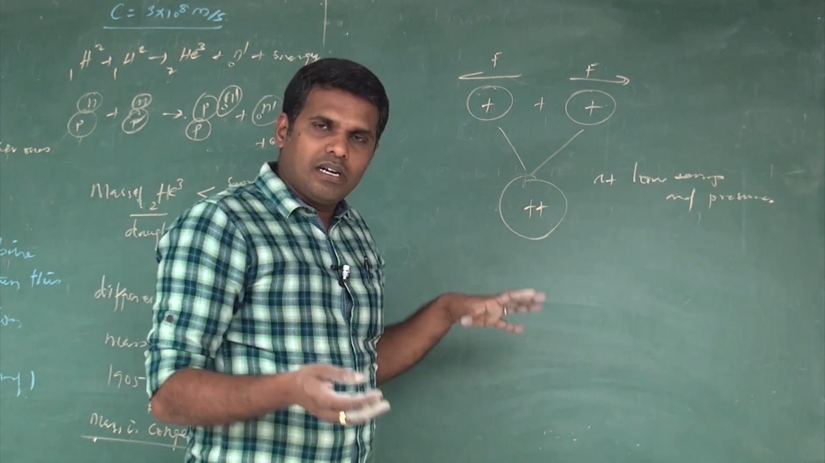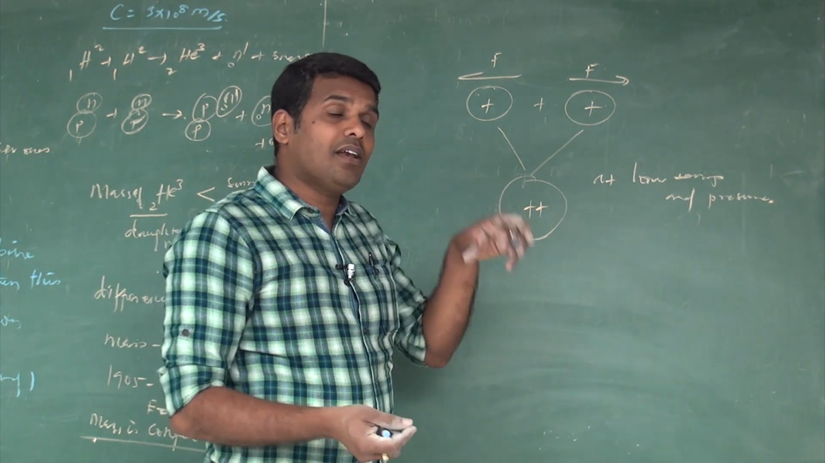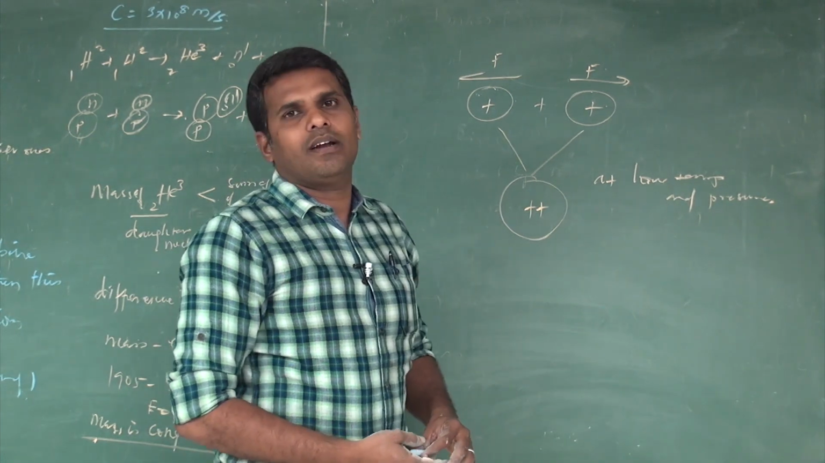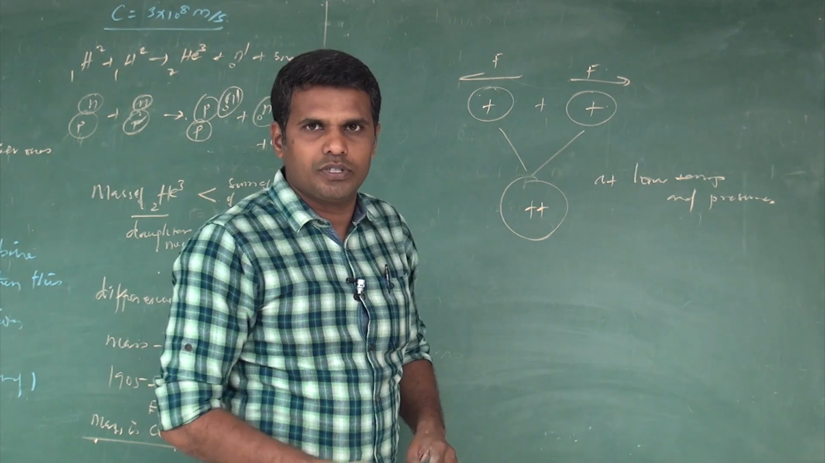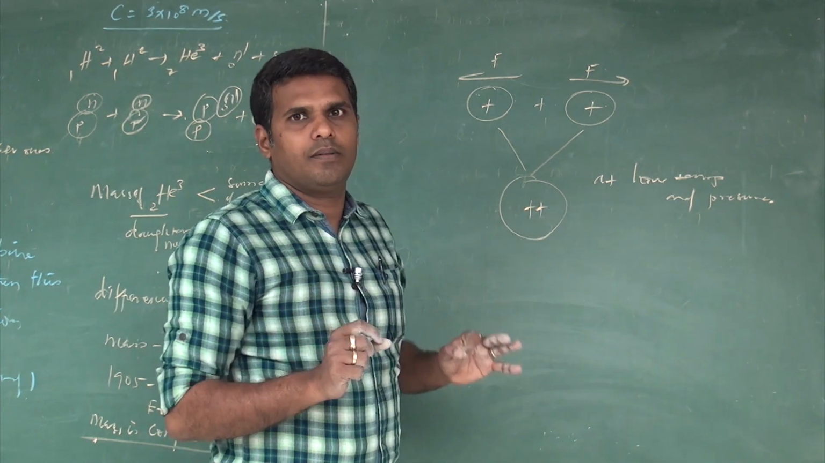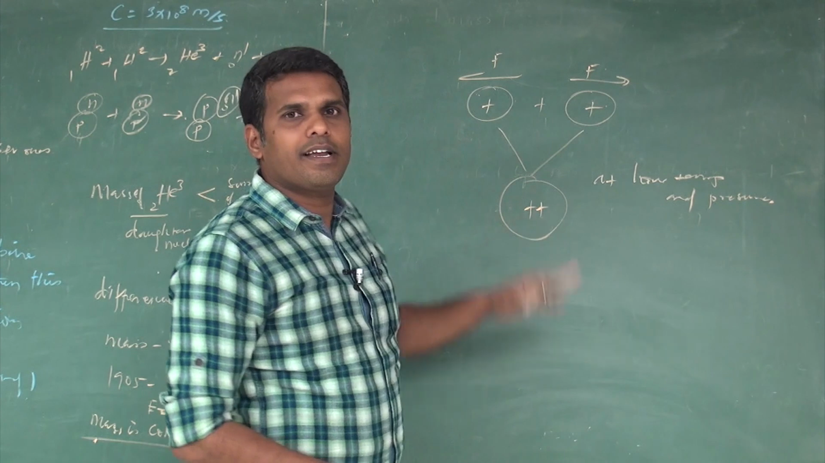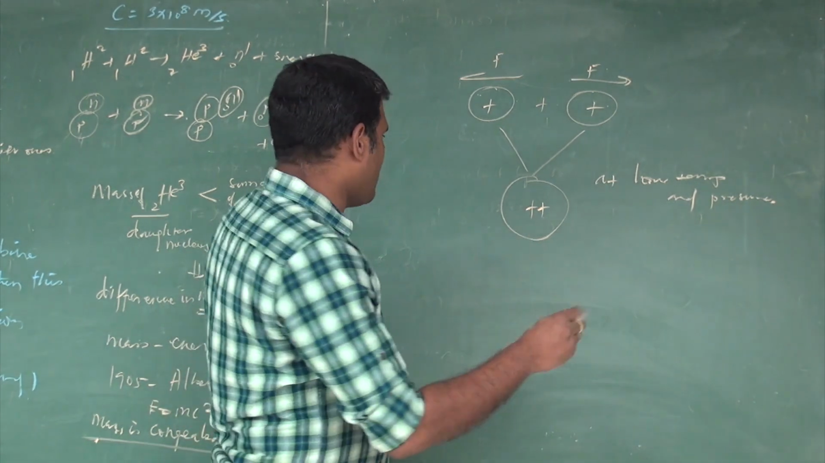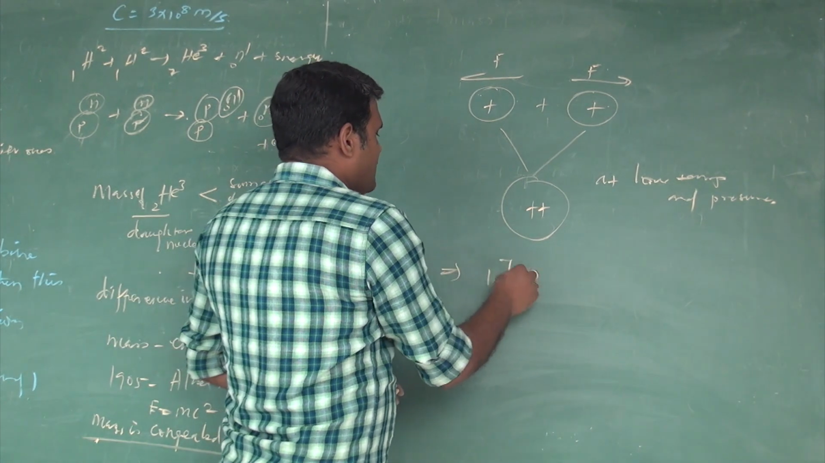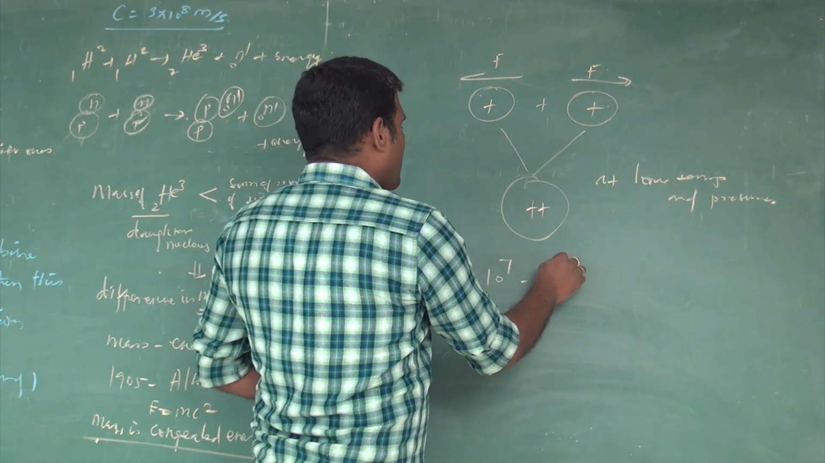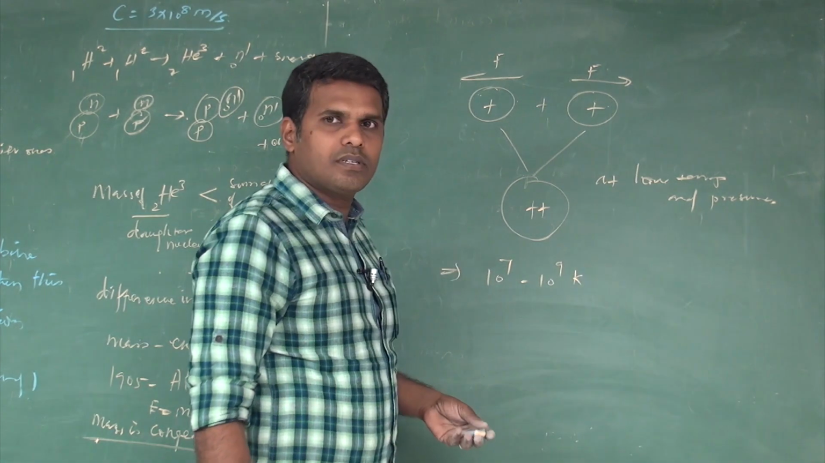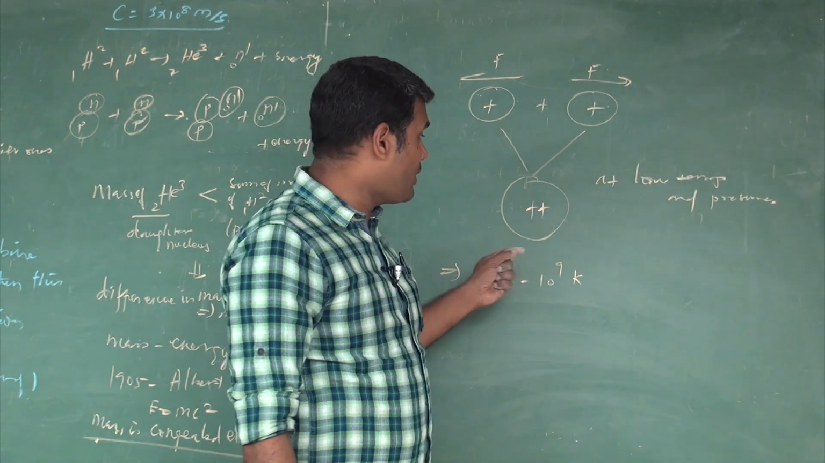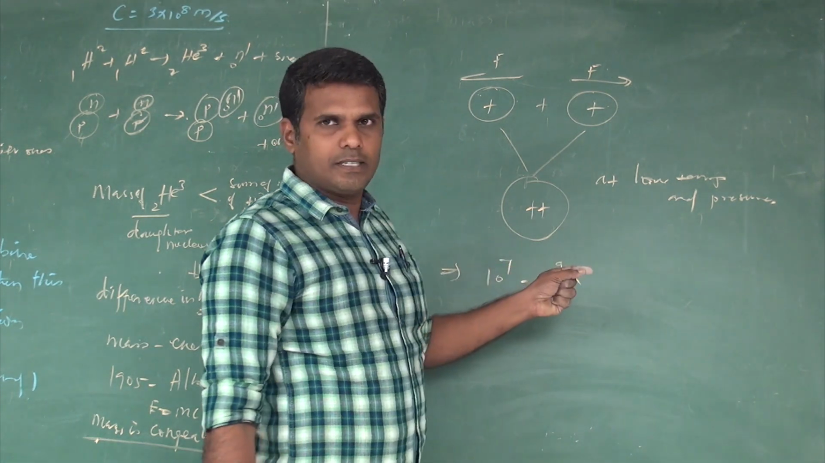So at normal temperatures and pressures, though there is availability of a large amount of hydrogen or deuterium in the atmosphere, we cannot observe such explosions. Then when do we expect a nuclear fusion reaction to take place? Nuclear fusion reactions will be carried out only when the temperature is of the order of 10 power 7 to 10 power 9 Kelvin.